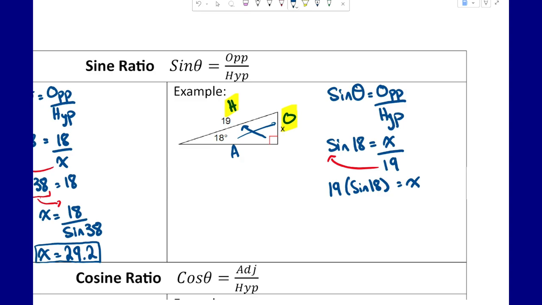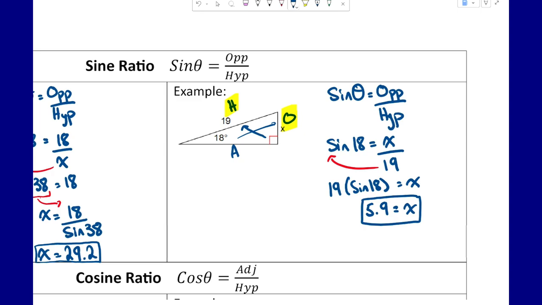This just becomes a calculation. 19 times sine 18, I get 5.9 is equal to x. So that unknown side, that opposite, the unknown side is 5.9. Again, we can take a look at our side lengths and try to see if our answer looks good.